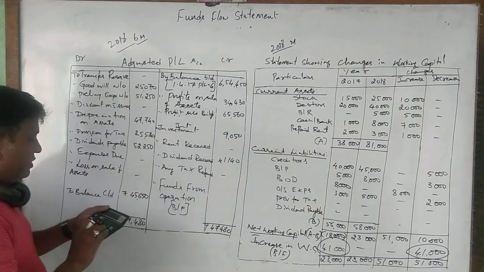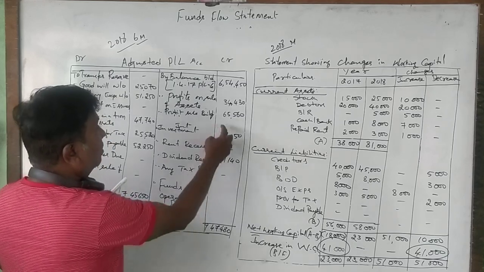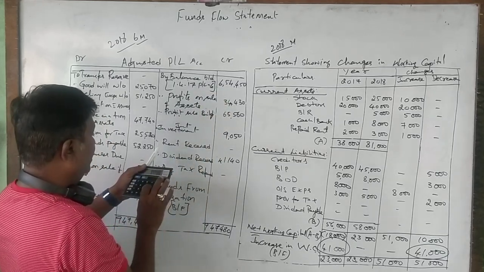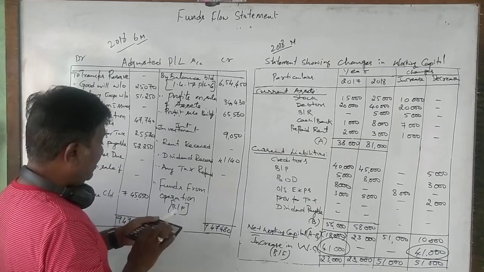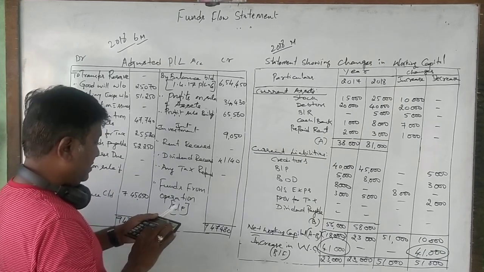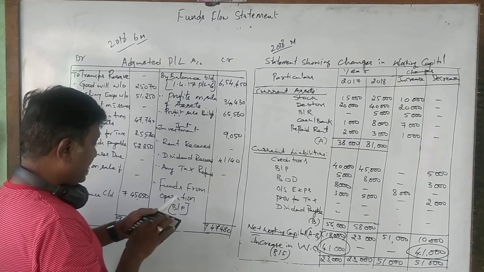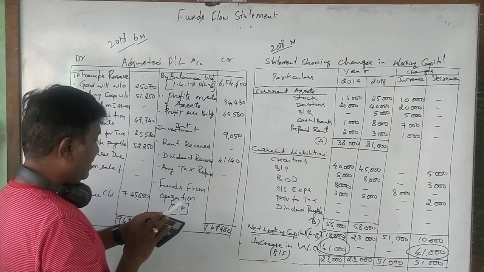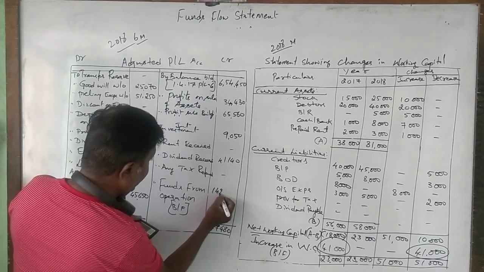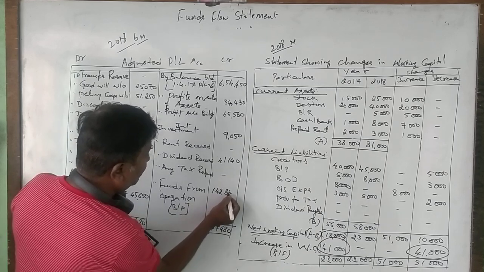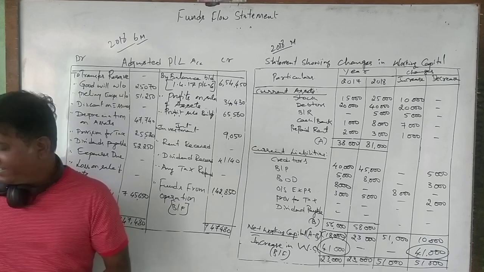The total is 9,47,480. Now we subtract all these numbers from this total: 6,54,450, 34,430, 65,560, 9,050, 41,140. So you have 1,42,850 rupees of funds from operation. For this, you will get 6 marks.